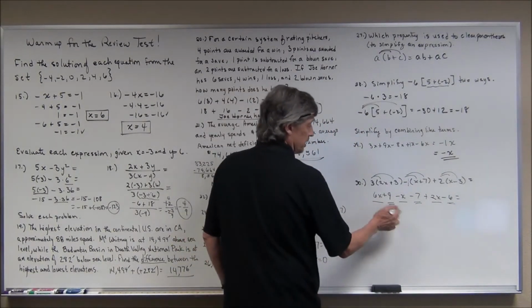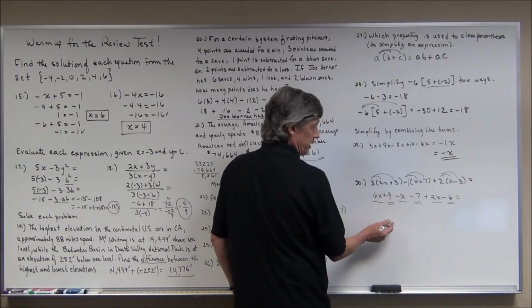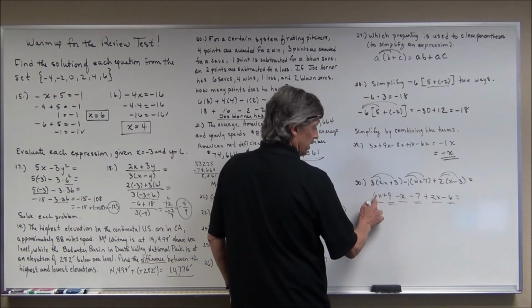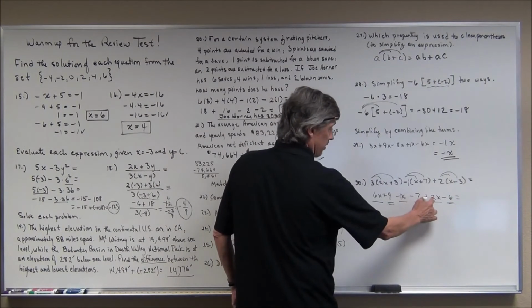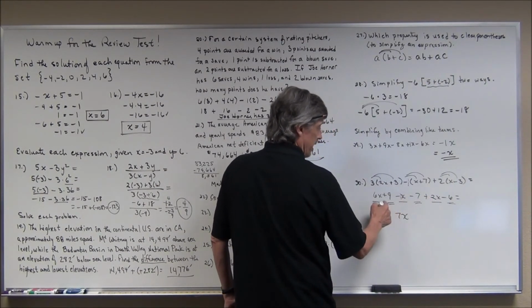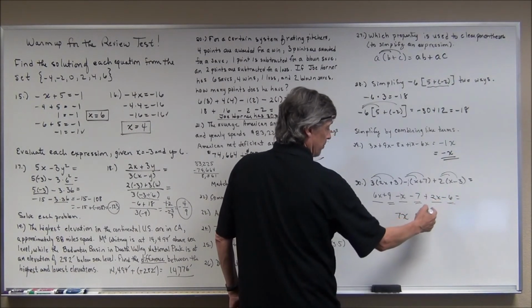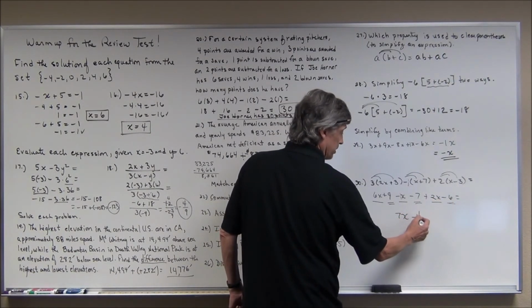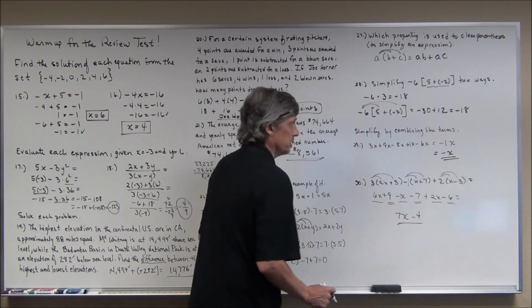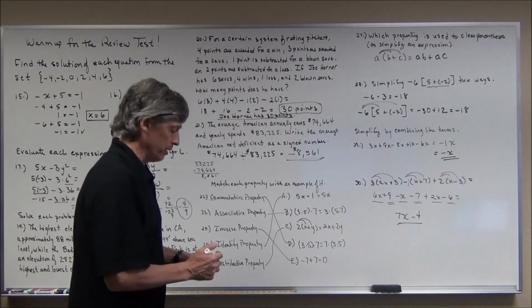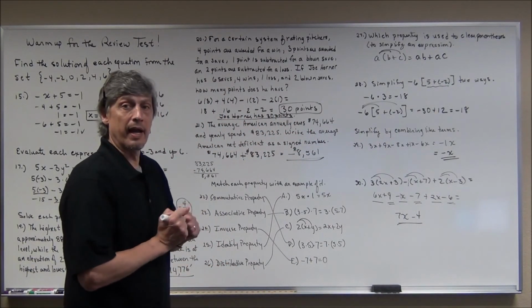So I have a positive 6 here. This is like a negative 1x right there, and I have a positive 2x. 6 and a negative 1 is 5, plus 2 is 7x. I have a plus 9 and a minus 7, that's 2. And a minus 6, well 2 minus 6 is negative 4, so I'll write minus 4. And there it is. Now this hopefully will help you get through any difficulty that you might have.